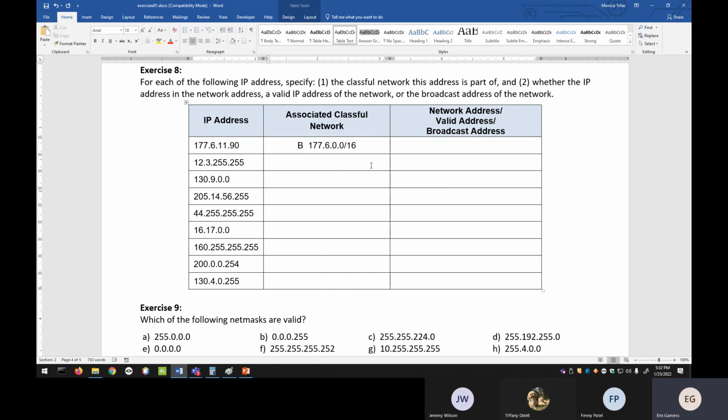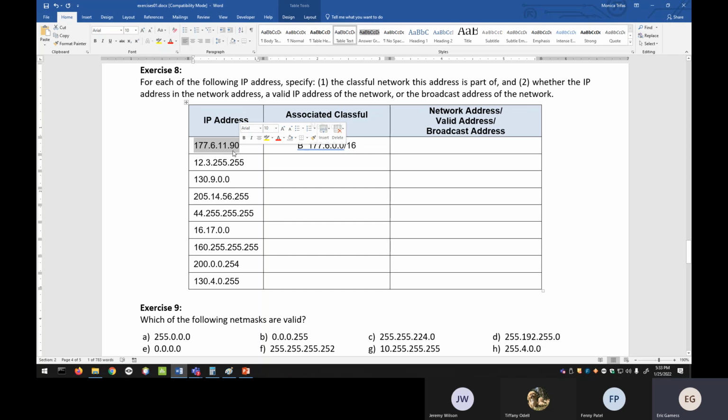Correct, 177.6.0.1. If I ask you the last valid IP address. Correct, 177.6.255.254. So this IP address, they ask you what type of IP address it is.